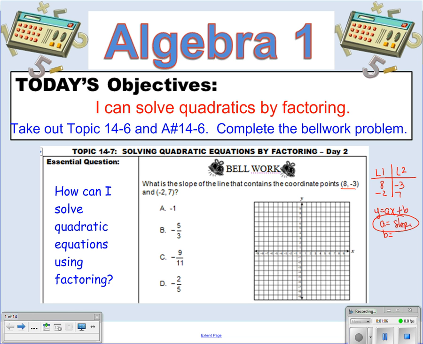So the points are (8, -3). Start at the origin, 8 goes in our x direction, so it's positive 8, 1, 2, 3, 4, 5, 6, 7, 8, and then we go down 3 in the y direction, 1, 2, 3, and here's our first point. Then (-2, 7): start at the origin, x is negative, so we go to the left 1, 2, and then y is positive, so we go up 7, 1, 2, 3, 4, 5, 6, 7, and here's our second point.